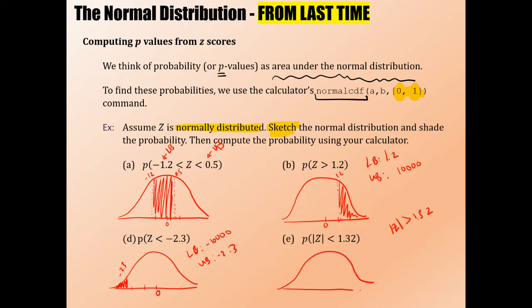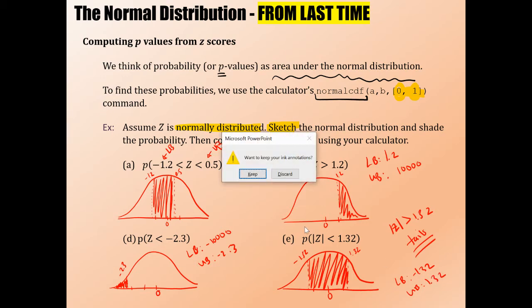So when I'm going ahead and sketching the normal curve, and I focus in on negative 1.32 and 1.32, I want it to be less than. So I'm actually looking at the part that's between them in this case, right? These were the two tails. This is the parts that are between. So in this case, my lower bound would be negative 1.32, and my upper bound would be 1.32. So let's go ahead and take a look at the calculator.